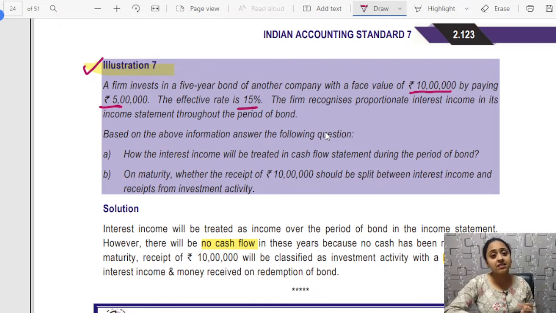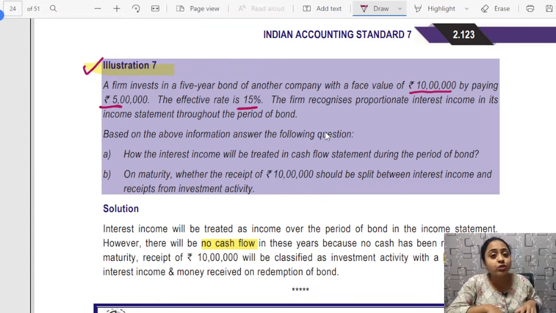But it is a process that a company follows, a transaction treatment, that the 5 lakh interest income will be recorded in the books of accounts every year. Okay, in the 5 years, 1 lakh, 1 lakh, 1 lakh, 1 lakh will be recorded in the books of accounts in the income and expense statement. Whereas now for the cash flow statement, has there been any cash inflow of such amount? No. Only it will be at the end of 5 years.